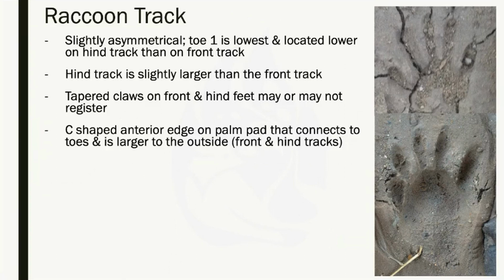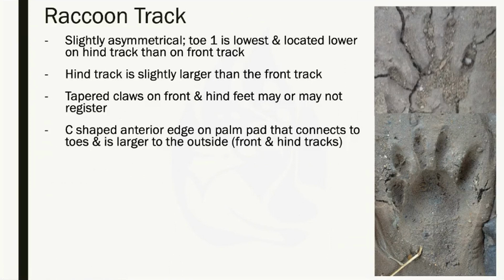On the palm pad, you're going to see in both the front and the hind a C shape on the top or the anterior portion of the palm pad. So if I drew a line across here, it's going to have this curvature like a C, very much like cats do, and that's both the front and the hind. And another thing that is really different in most cases, you're going to see that the palm pad is connected to these toes. You're not going to see negative space or gaps, and you're going to see these toes are more cigar shaped. That's a very common characteristic with raccoons.